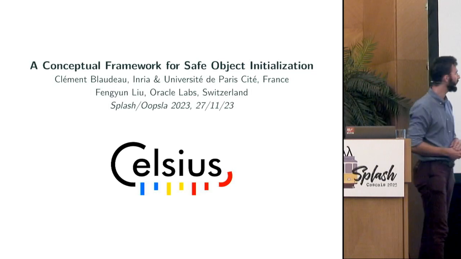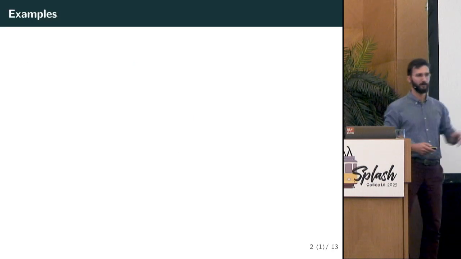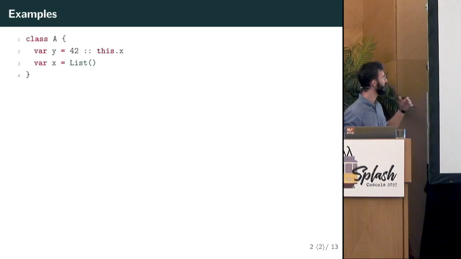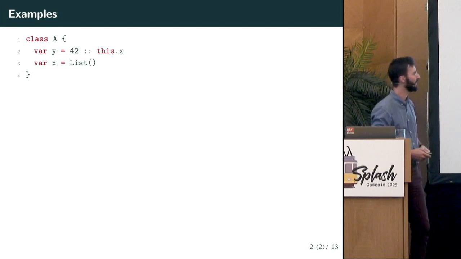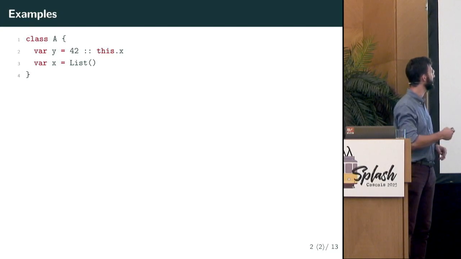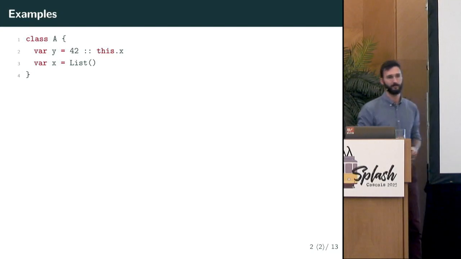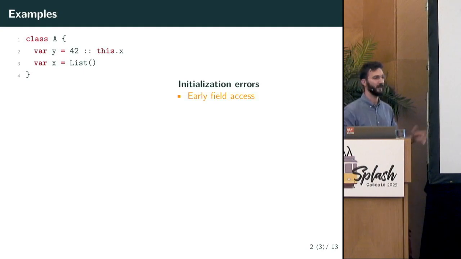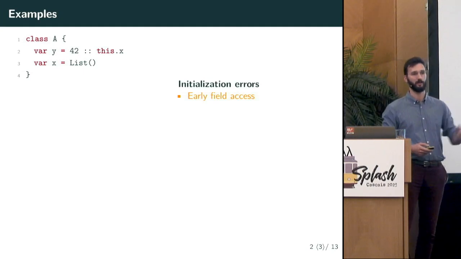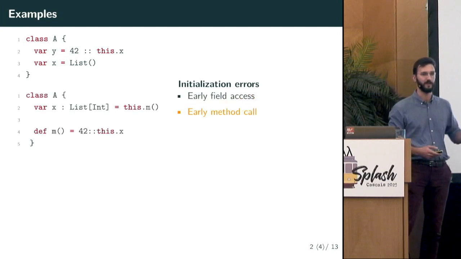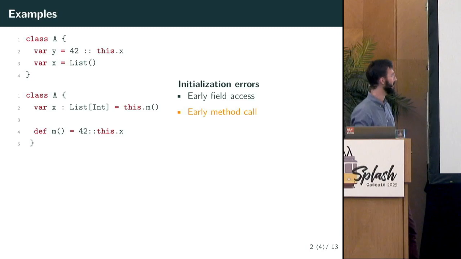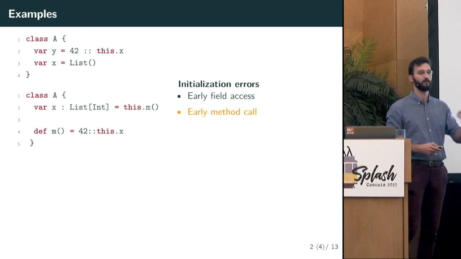So what's the deal with object initialization? Let's look at a couple of examples. Let's say you're tempted to write this kind of code where you have several fields, and the examples will be given in Scala throughout the presentation. And here you try to access a field before it's initialized. So you get an initialization error. You have a field access that's too early, basically. Another variant of that error is to try to call a method on the this object before the object is initialized, and again, you reach the field before it's initialized through a method call, and so you have a method call that's too early.